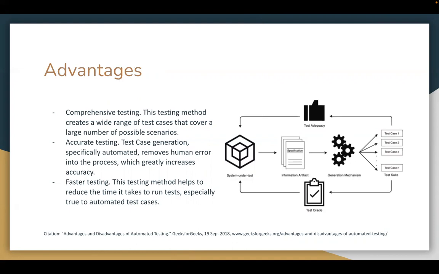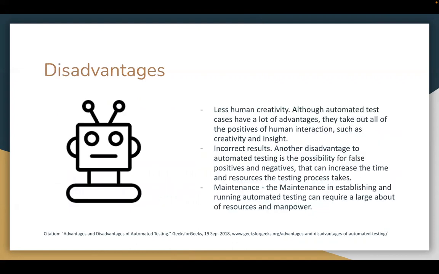This method does come with some downsides though. Having an automated system is great for a lot of things, but it also takes out the human creativity and problem-solving abilities along with the human error factor. This can lead to the system sticking to its rigid algorithms and producing false positives and negatives due to a lack of understanding or awareness. The maintenance and upfront cost of this method can also be higher than other testing methods. Despite these limitations, this is still a very useful testing method.